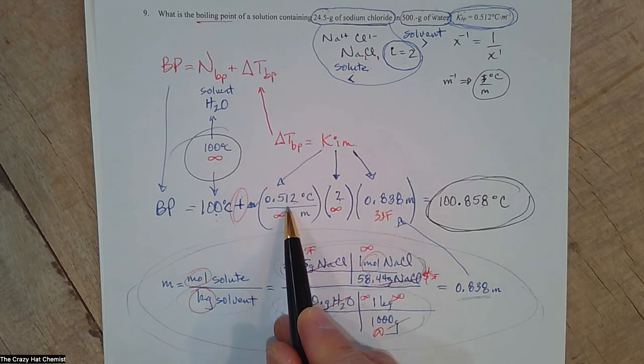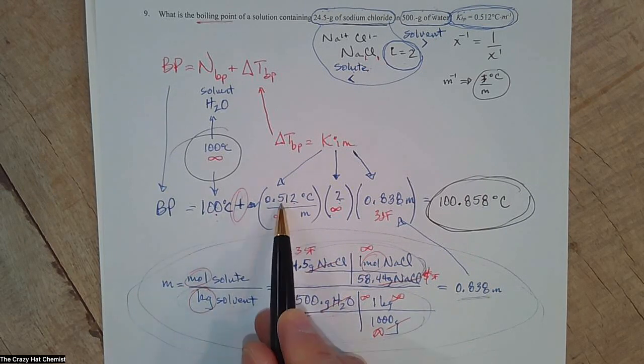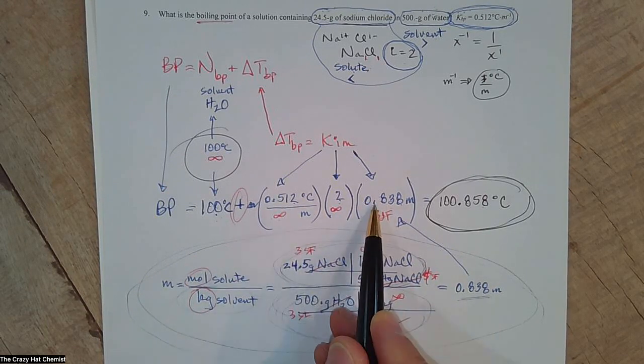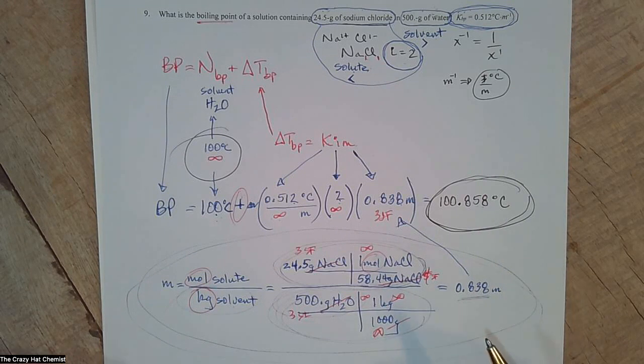Then it's 100, an exact number, plus the K, the i, and the m, the product of these. And then I'm going to add that to the normal boiling point. Fantastic. So hopefully you should see that you get that.